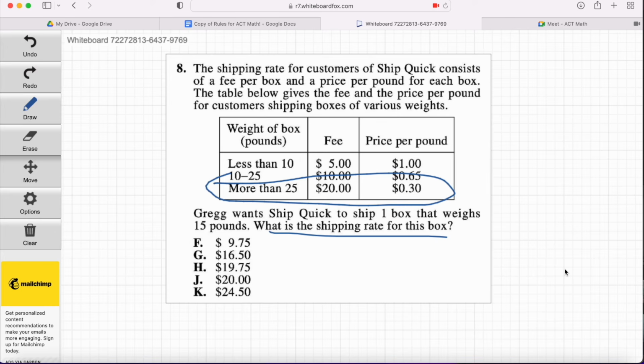Well, Greg wants to ship a box that's 15 pounds. What's the shipping rate? How much is it going to cost him to ship this box? Would that be the fee?